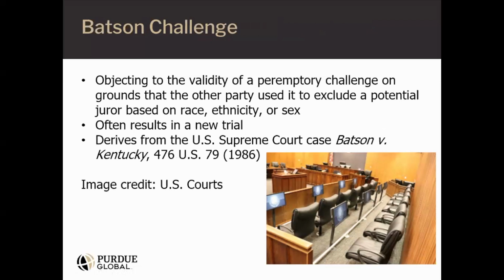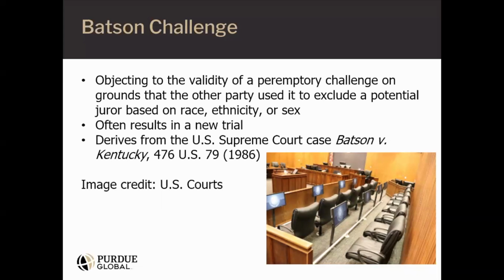What is a Batson challenge? It's basically an objection to a peremptory challenge on the grounds that the other party used the peremptory challenge to exclude a potential juror based on race, ethnicity, or sex or gender. And this is based on a U.S. Supreme Court case called Batson v. Kentucky. It was a U.S. Supreme Court case decided in 1986.